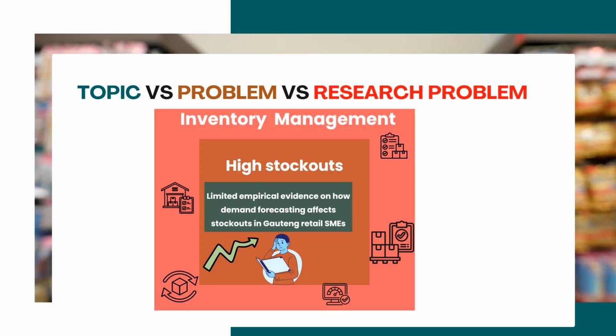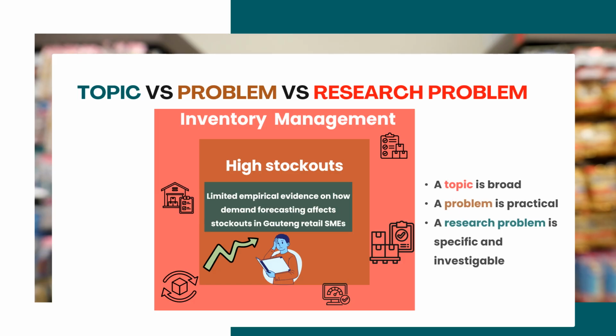So you see that a topic is, I'll put it like, pink. This whole thing is under inventory management, but the real problem is high stock out. Out of that, the research problem, what you are trying to find out, is mostly how forecasting can affect the stock out that you have in SMEs. Why SMEs? Because we might find ourselves in organizations that are not necessarily well structured like the big organizations. They do not necessarily have a proper ERP and everything. So we find ourselves in a situation whereby you need to be specific.